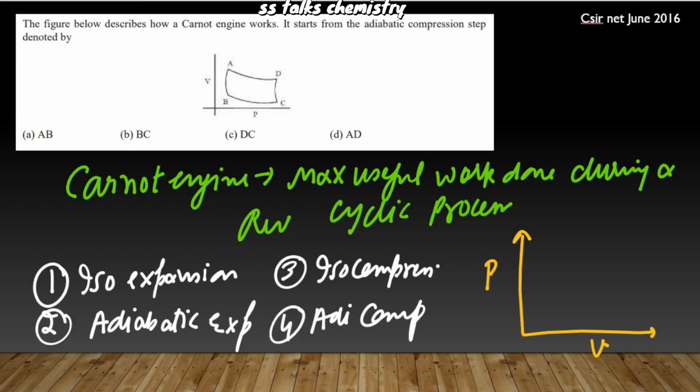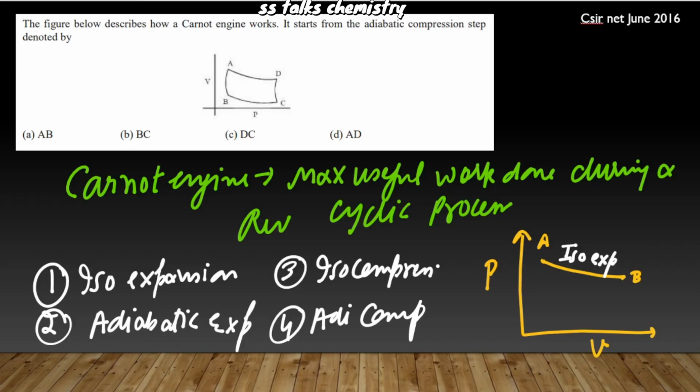Suppose you are starting from the point A. This undergoes firstly the isothermal expansion, which means the volume is being expanded. So it goes to another pressure point. This is the isothermal expansion we have done.